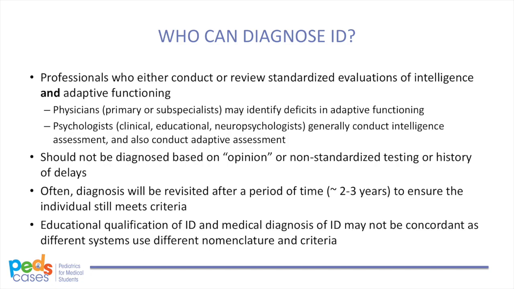One thing that should not happen is that ID should not be diagnosed purely on somebody's opinion or non-standardized testing or just a history of delays. Often, even if a diagnosis is made, it should be looked at again, revisited after a period of time, generally 2 to 3 years, to ensure the stability of the diagnosis, that the person still meets those criteria. The other thing to remember is that the educational qualification in school systems of intellectual disability might not be the same as the medical diagnosis, because different systems use different criteria and different nomenclature. So this is something for clinicians and families to be aware of.